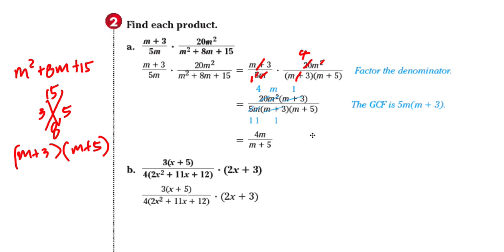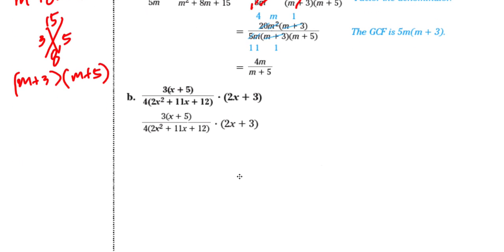Okay, let's take a look at the letter B. We have 3 times x plus 5 all over 4 times quantity 2x squared plus 11x plus 12 times 2x plus 3.